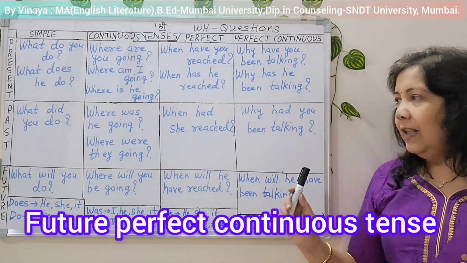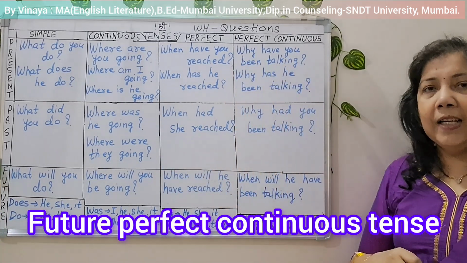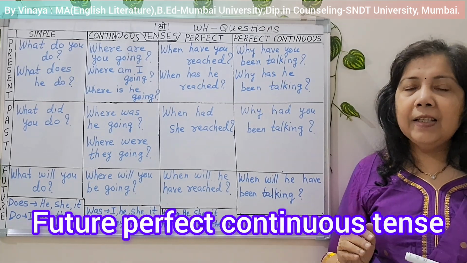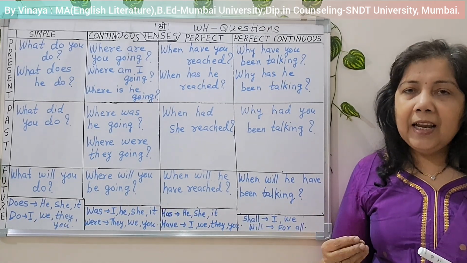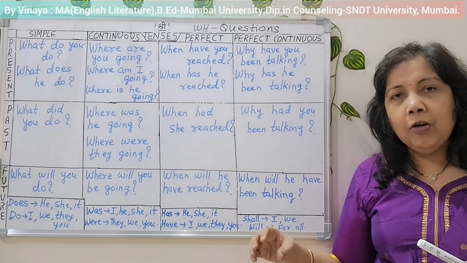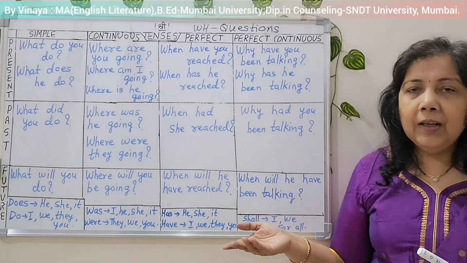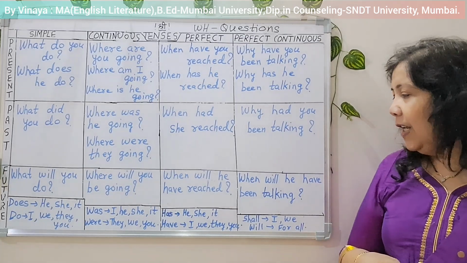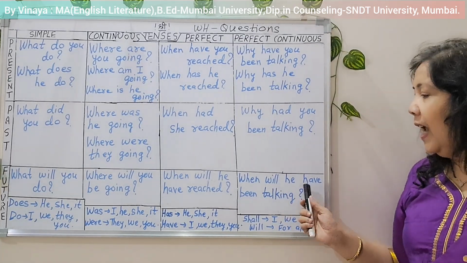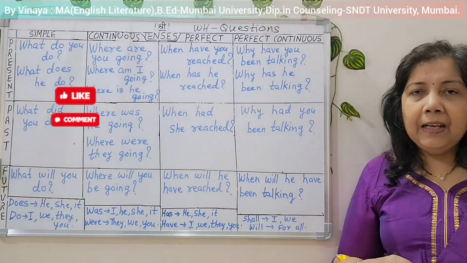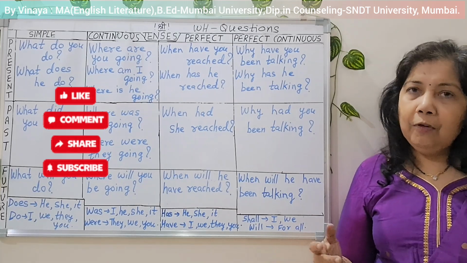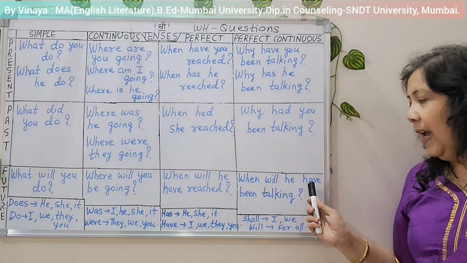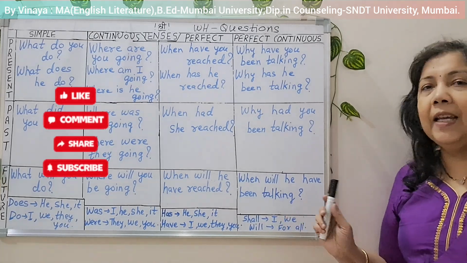And the last one, future perfect continuous tense. When do we use this tense? When any action will be going on for a longer period of time in the future. That time we use this tense to tell about that action. The question is, when will he have been talking? Format, WH word plus will plus subject plus have plus been plus verb plus ing.